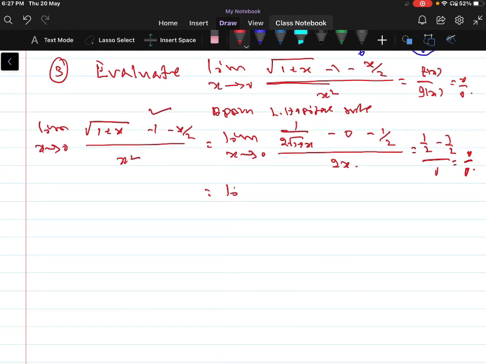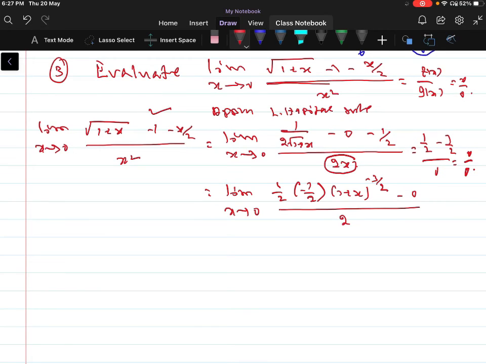So this is equal to limit as x approaches 0 of 1 by 2 into the differentiation of 1 by square root of 1 plus x, that can be written as minus 1 by 2 into 1 plus x to the power of minus 3 by 2, into differentiation of 1 plus x which is 1, minus 0, divided by the differentiation of the denominator, which is 2. Now we take x equal to 0 here. So 1 by 2 into minus 1 by 2, that is minus 1 by 4, divided by 2. So this is equal to minus 1 by 8.